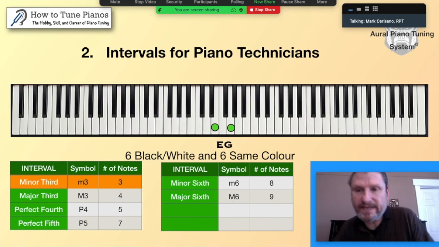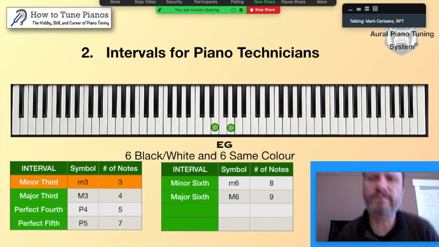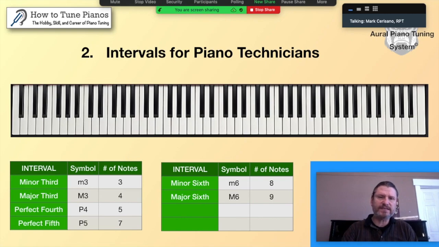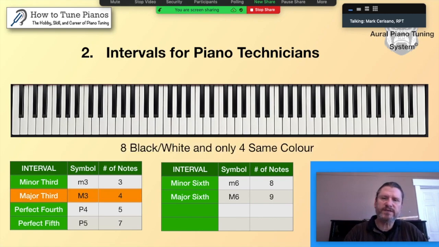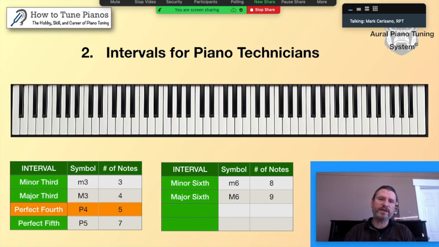It's simple when you see a pattern. It makes things simpler. Major thirds, we have 8 that are black and white and only 4 that are the same color. The 4 that are the same color are C to E, and then these 3. Those are all major thirds. If you recognize the pattern, it makes them so much easier to play.